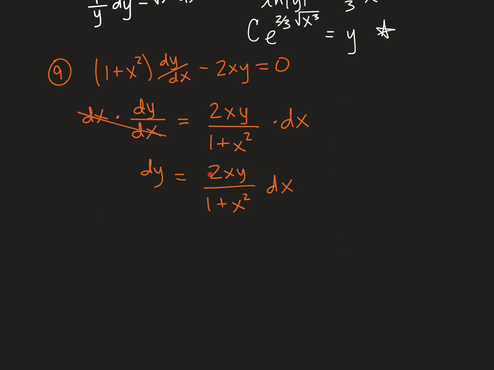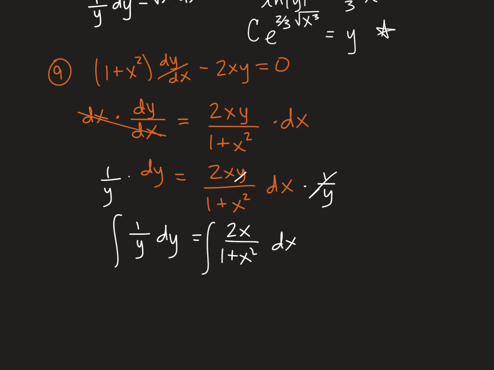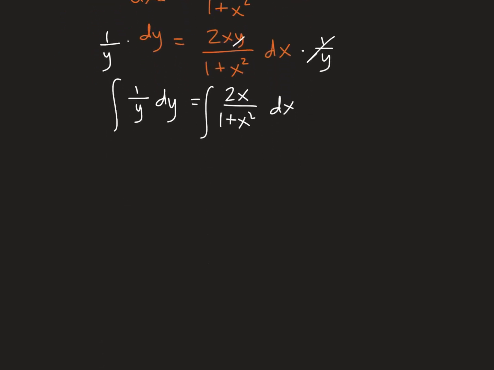Because it's just a 2 times x times y up here, I'm going to multiply both sides by 1 over y, so I can get the y with the dy over here on the left. So I'll have 1 over y dy. This y times 1 over y will cancel, which is what I wanted. So we have 2x over 1 plus x squared dx. Now I can integrate both sides. So we should be pretty good at this by now. This is the natural log of the absolute value of y.